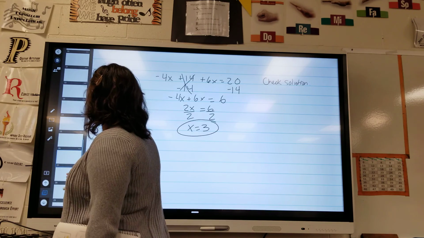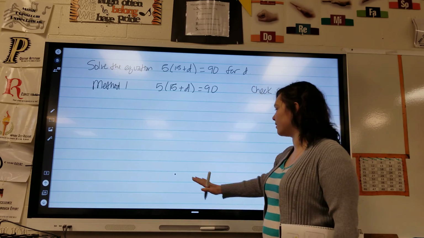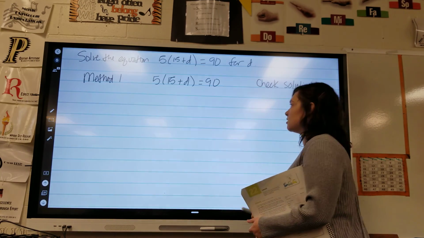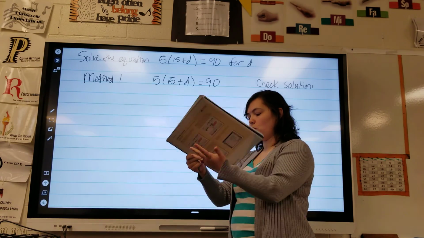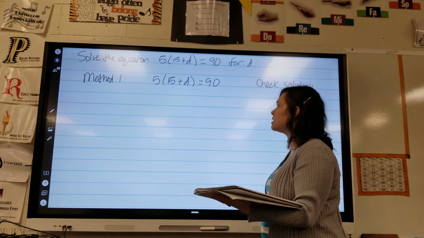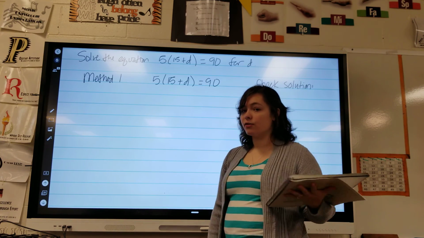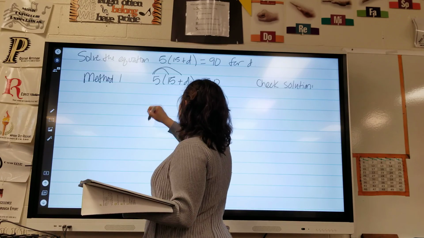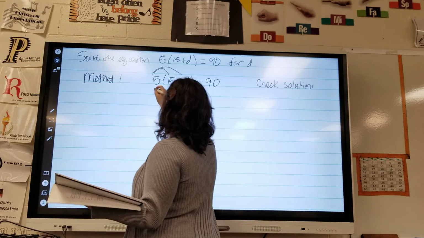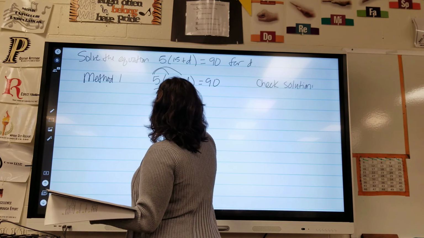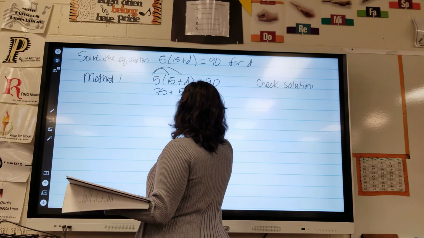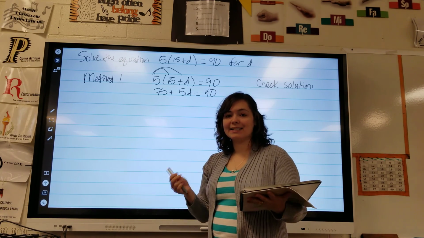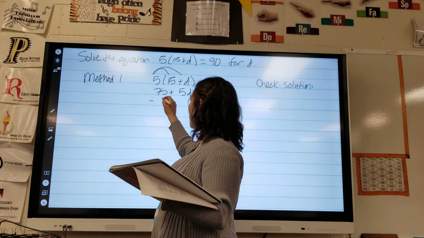All right, so let's do another one, again, two different methods. I'll show you both just because it's good to have multiple methods. Everybody's a little different. This one, 5 times the quantity 15 plus D equals 90. Very first thing you could do for method 1 is use the distributive property. Distribute that 5 in. So 5 times 15, you get 75, plus 5 times D, which is 5D, and that's set equal to 90. Now that you have a more simplified problem, you can do the add negative 75 or subtract 75 from both sides.